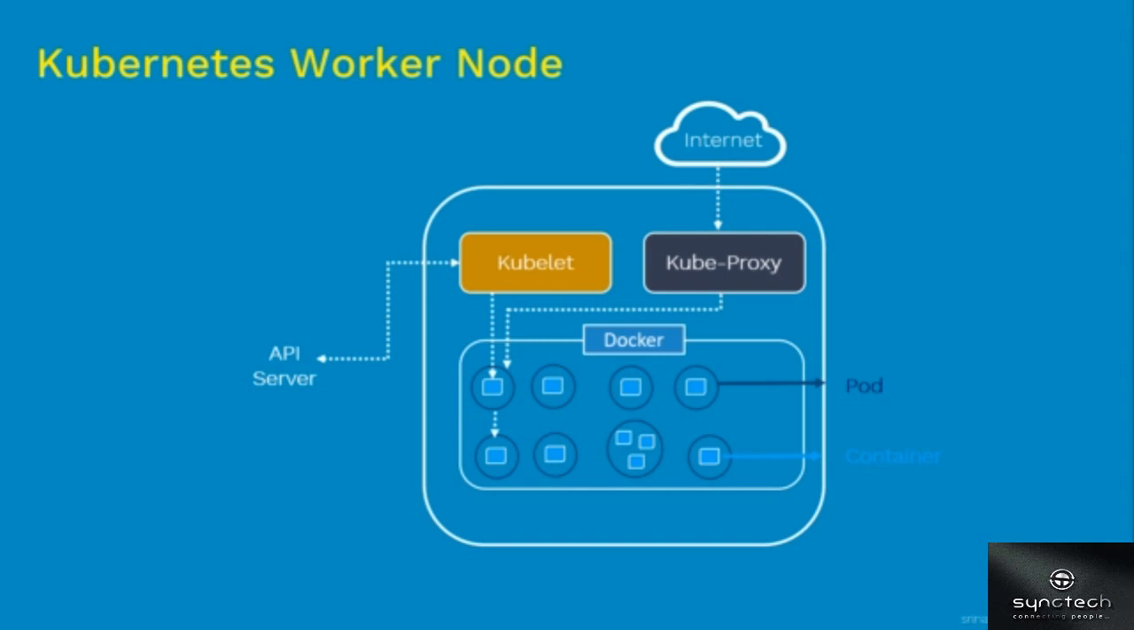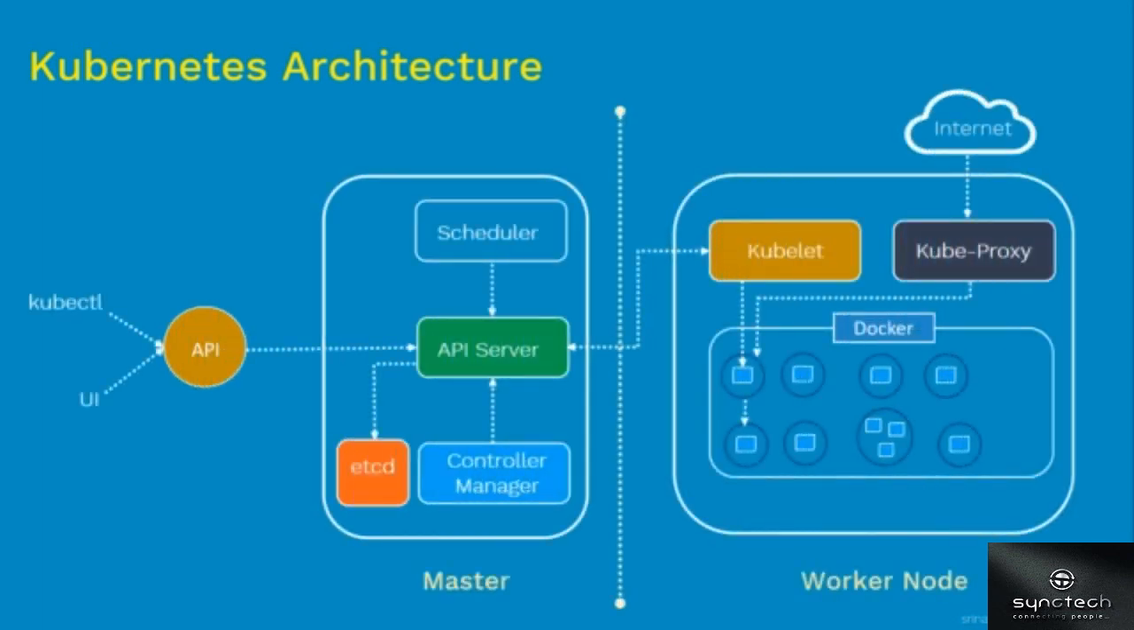So far we have seen the Kubernetes master and the Kubernetes worker node in two separate sections. And now let's combine these two. If you combine these two, this is what you get: the complete Kubernetes architecture cluster. As you can see, on the master node we have API server, scheduler, controller, and etcd. And on the worker node, we have kubelet, kubeproxy, pods, and containers.